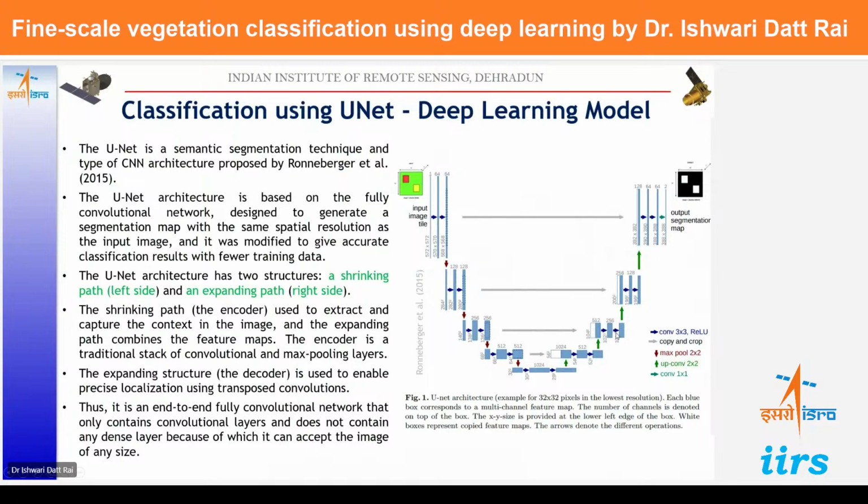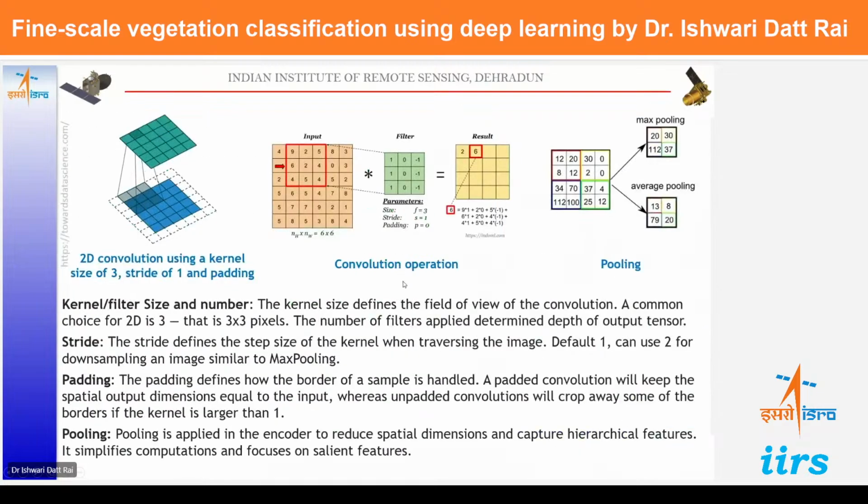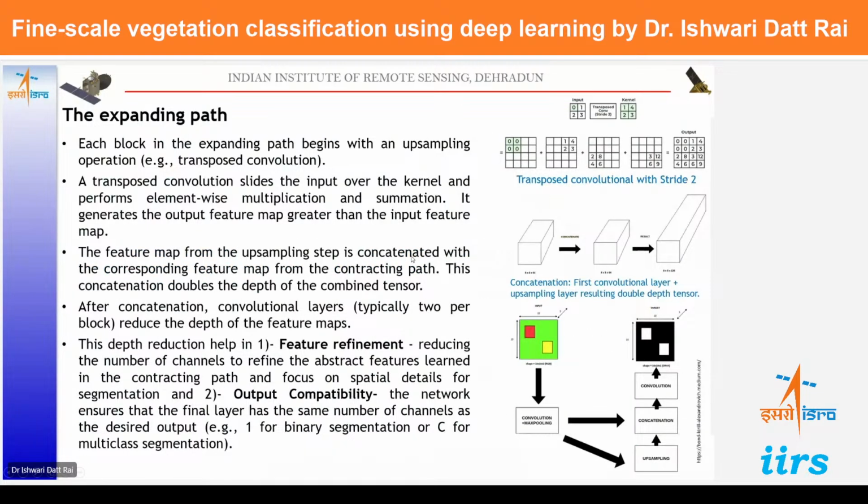But in the upsampling, it reduces the depth of the image further. And this depth reduction helps in feature refinement, like reducing the number of channels to refine the abstract features learned in the contracting path, and importantly to focus only on the spatial details for the segmentation. And also it helps in the output compatibility.